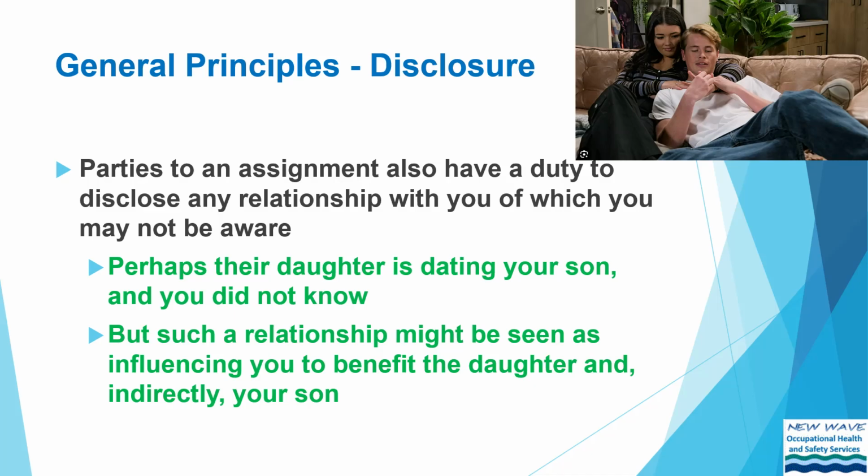There's also a reverse disclosure obligation. In this case, imagine one of the parties knows of a conflict you have, of which you are unaware. They must let you know. A simple example is that their daughter is dating your son without your knowledge. If that fact came to light, some may perceive that you gave favorable treatment to the parents as an indirect benefit to your son.